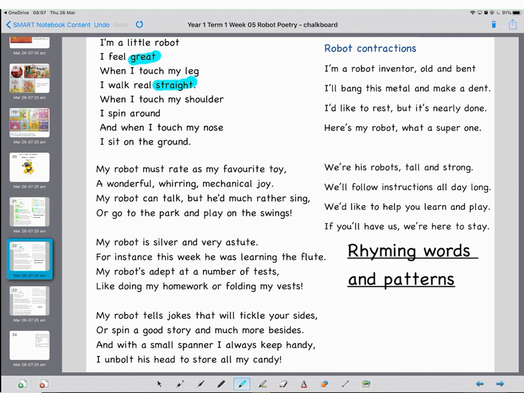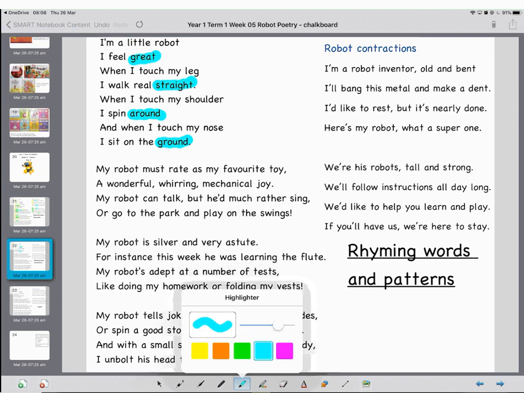Okay, so you have a go at the second half of this poem, and then we'll pick that one up, and then we'll do the same with the second poem and the third poem. Over to you. So grown-ups, pause the video, and you may want to pause it between each poem because I'm going to go through all three poems one at a time now. Okay, so how'd you do? When I touch my shoulder, I spin around. And when I touch my nose, I sit on the ground. Okay, in the second poem, it's a slightly different rhyming pattern, so I'm going to use a different colour.